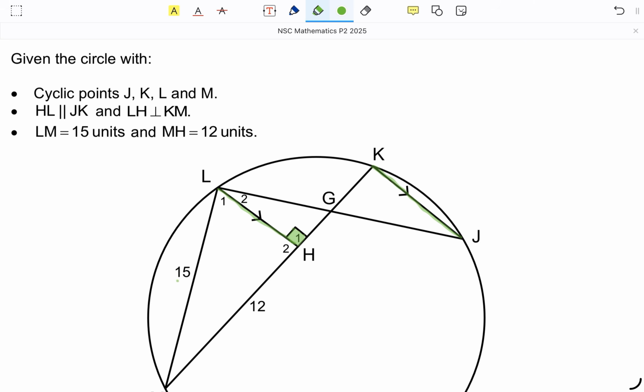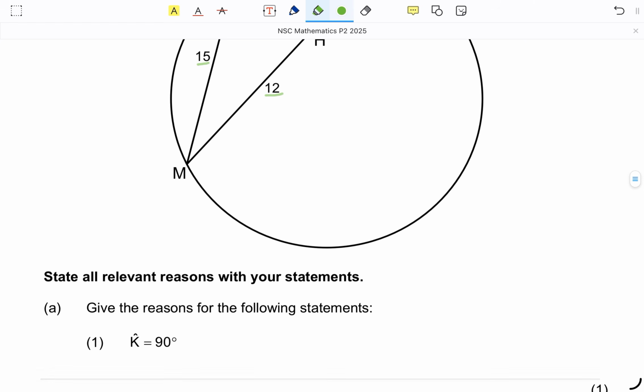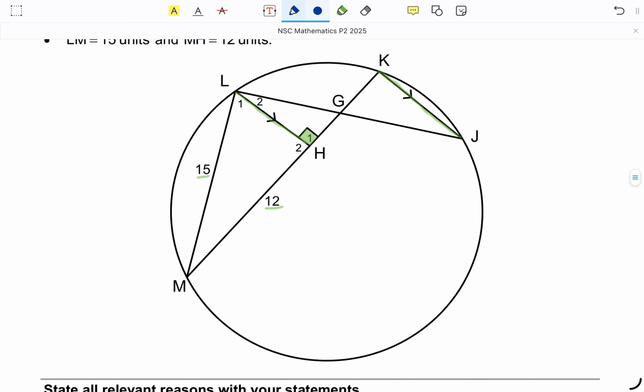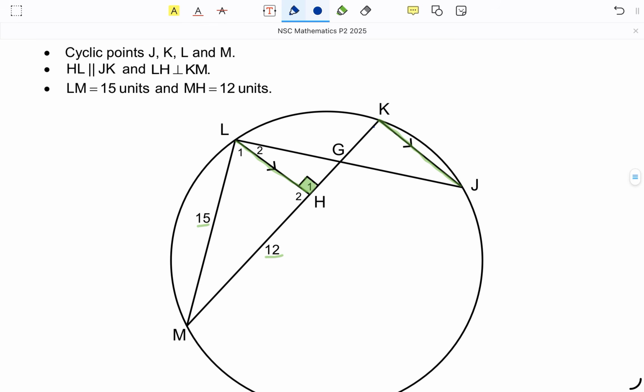Then they also tell us that LM is 15 and MH is 12 units, and that's also indicated on the diagram. They tell us to state all the relevant reasons with our statements, and then we only need to give reasons for the following. So we need to give a reason, firstly, that K is also 90 degrees. We can see that K touches one of the parallel lines.